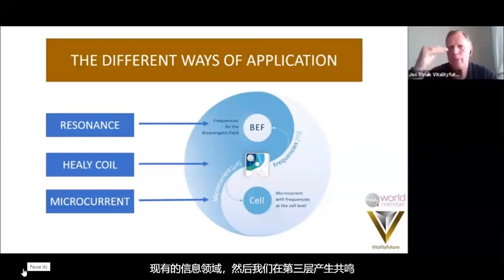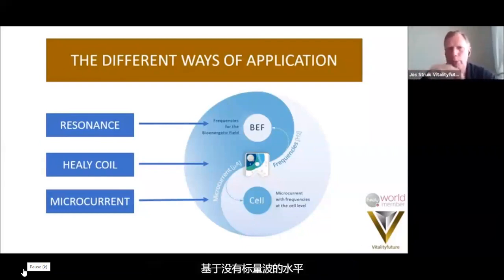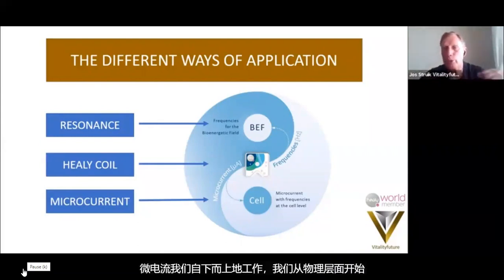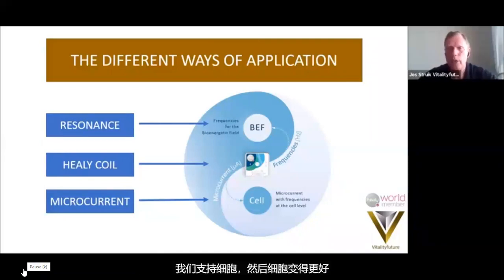And then we have that third level, the resonance level, that is based on the scalar waves where there is no time and place. And we touch the highest level of information, of intention, feelings. Now, I always say when working with the microcurrent, we work bottom up. We start at the physical level, we support the cells, and when the cells become better in energy production, our whole body gets more energy, and that is the energy we use to live and be healthy.